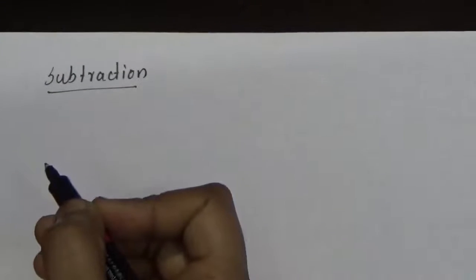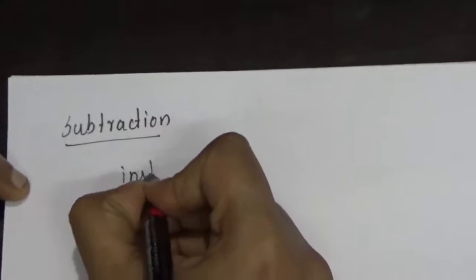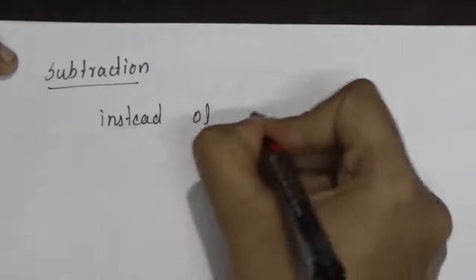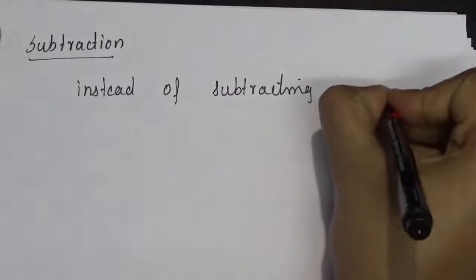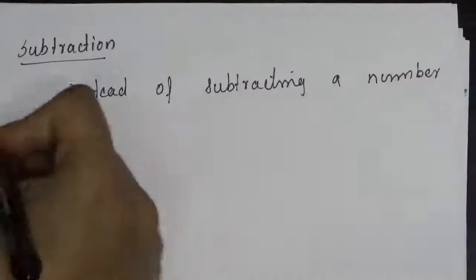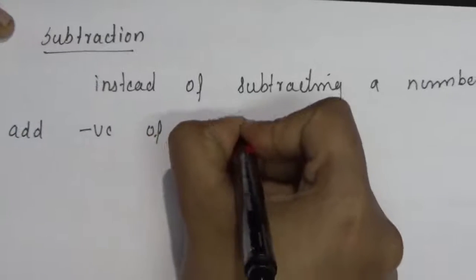Next operation is subtraction. Here you need to remember only one rule. That is, if you want to subtract a positive number from a negative number or a negative number from a positive number, we are using the same rule. So in the case of subtraction of numbers which involves a negative number, you have to remember this rule, okay? Instead of subtracting a number, add the negative of that number.